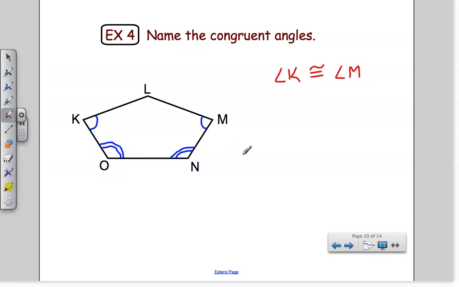You also notice there's two angles in this picture that have two arcs. Angle O and angle N. So I would say that angle O is congruent to angle N. Again, congruent angles because they have the same number of arcs. I can name with one letter since those are the only angles at those vertices.